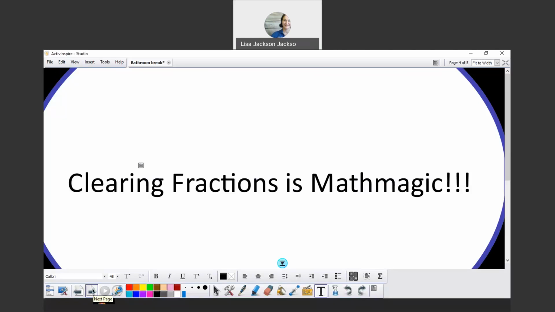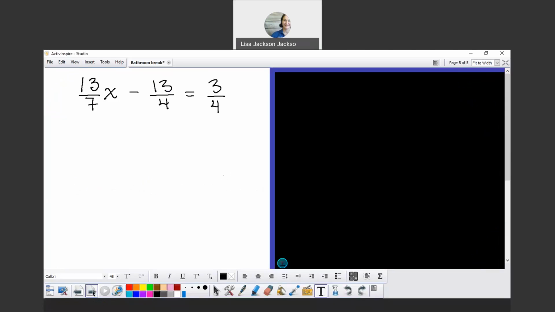Clearing fractions is math magic, and that is why I like it. I don't like fractions. I like to be able to get rid of them. So here's our problem: 3/7 x minus 13/4 equals 3/4. We could solve this in fraction form, but it would be a big headache, and probably we would make a mistake somewhere and get the wrong answer. So it's much easier to just get rid of the fractions and solve it.